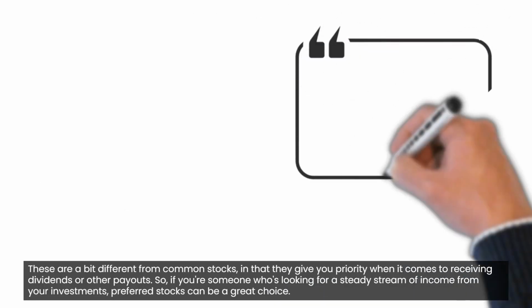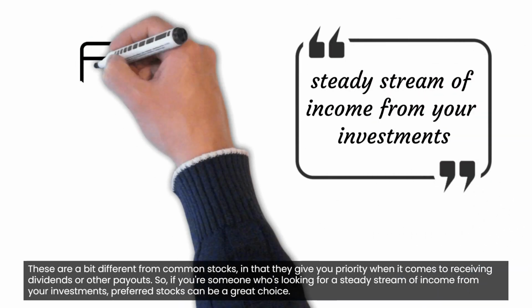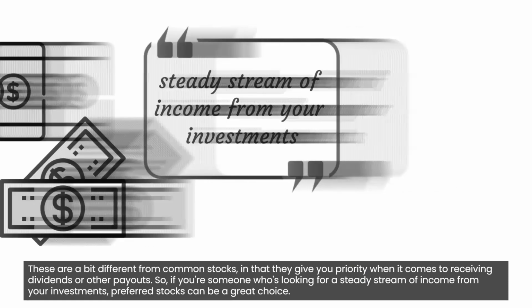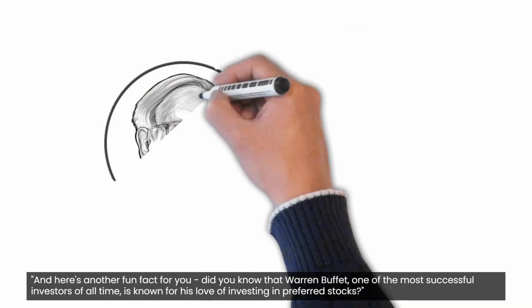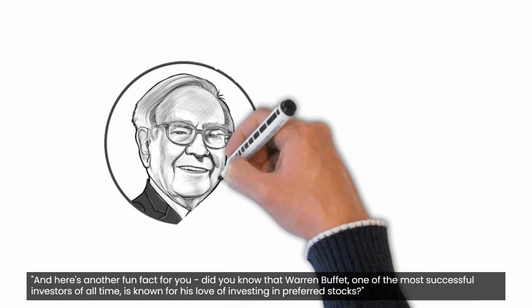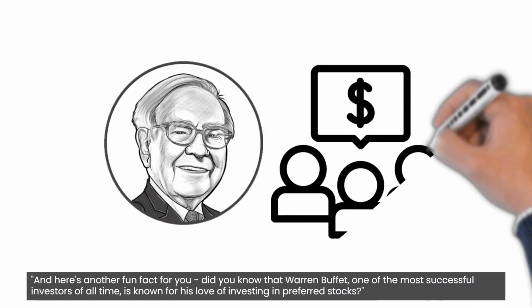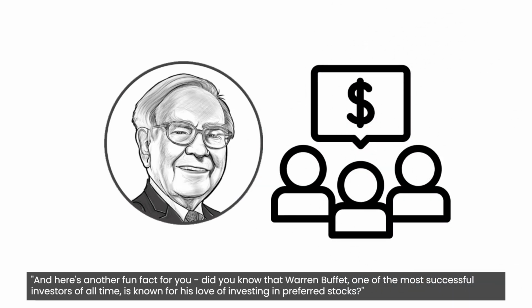Preferred stocks are a bit different from common stocks, in that they give you priority when it comes to receiving dividends or other payouts. And here's another fun fact for you. Did you know that Warren Buffett, one of the most successful investors of all time, is known for his love of investing in preferred stocks?